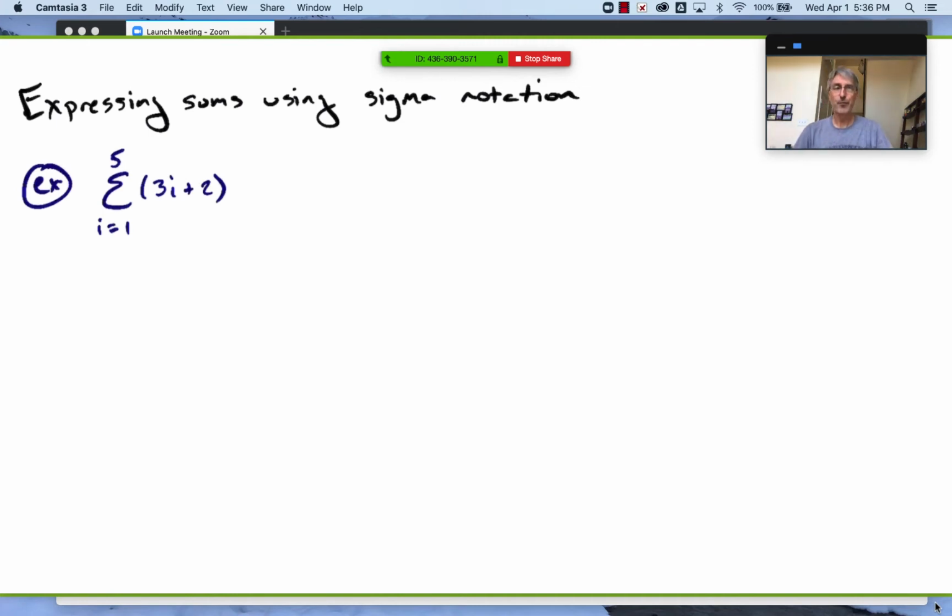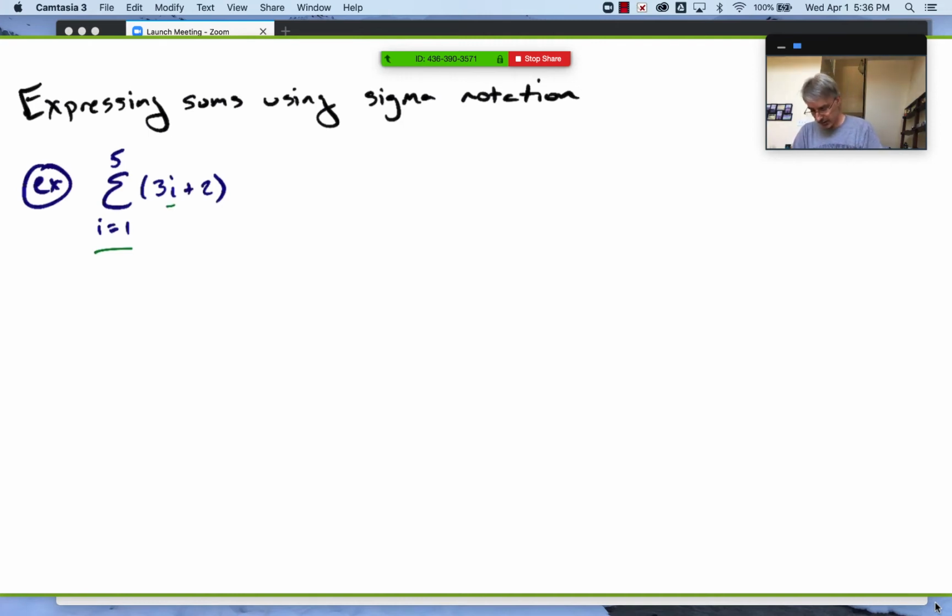So this is what the form of the problem is going to look like. There's always going to be some number at the bottom, and then some number at the top. There's always going to be a variable. I and j and k are typically used most often. The I here and the I here in that expression are aligned.